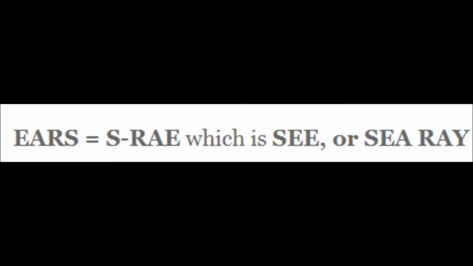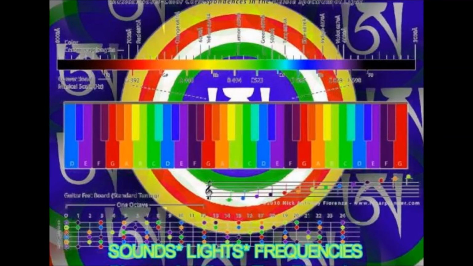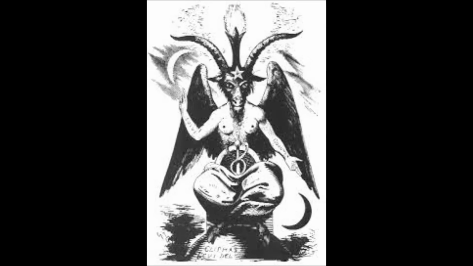Ears equals S-ray, which is C, or C-ray when reversed and interpreted. In other words, ears are still words meaning rays of light, because sound, what we hear with our ears, is also light energy. See the picture below. This is the Baphomet, the sacrifice, with the pentagram emblazoned on his forehead, and from his horn tips to his chin, the letter Y is represented.